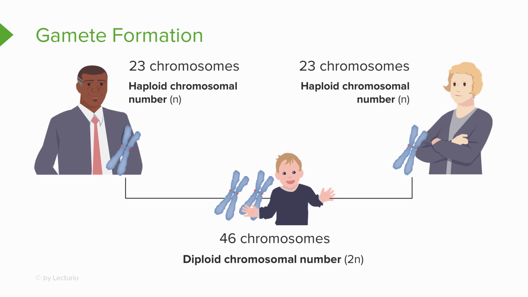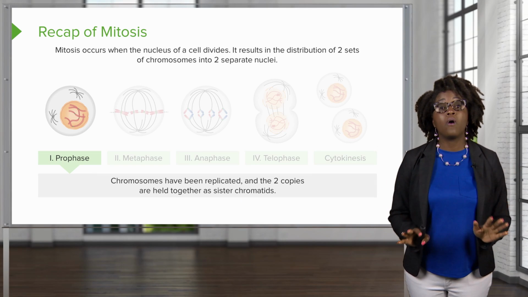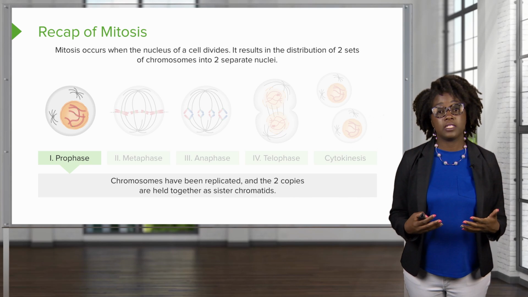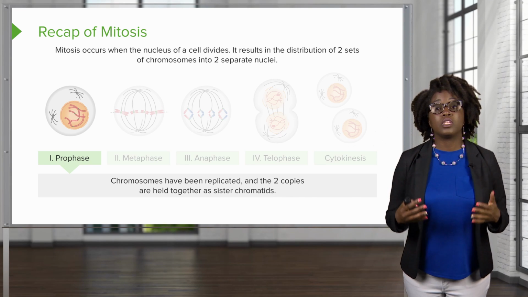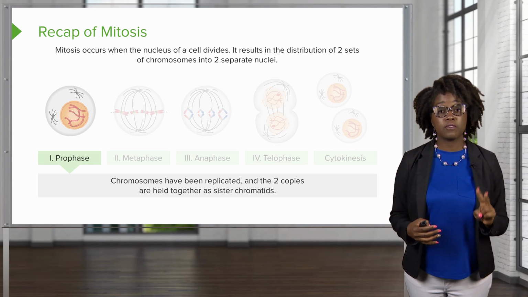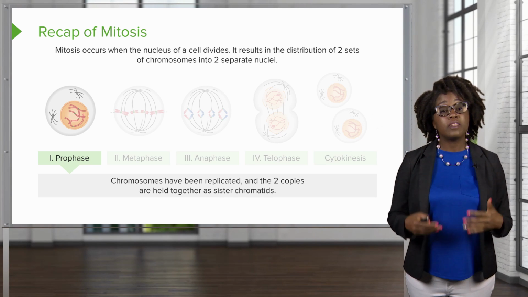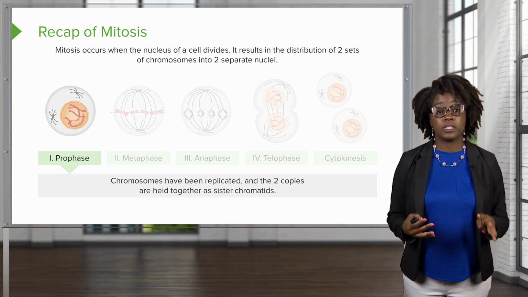Before we talk about meiosis, however, let's do a quick recap of the other type of cell division, mitosis. So recall that mitosis occurs when the nucleus of a cell divides. It's going to result in the distribution of 2 sets of chromosomes into 2 separate nuclei. We divide mitosis into 4 steps.